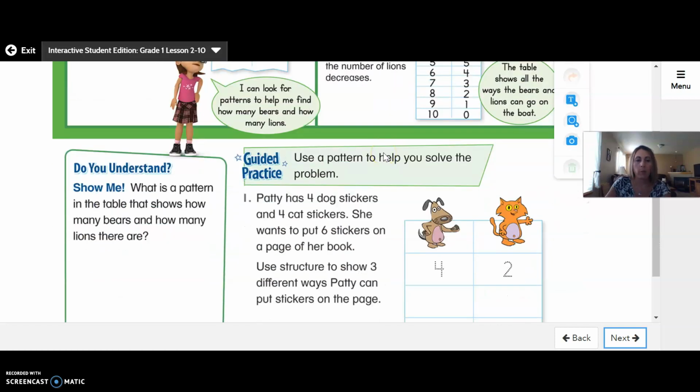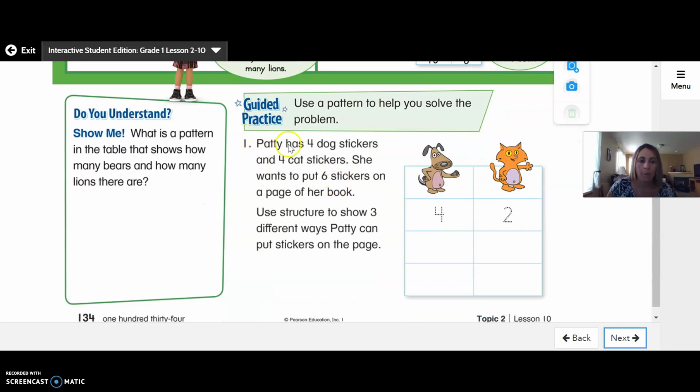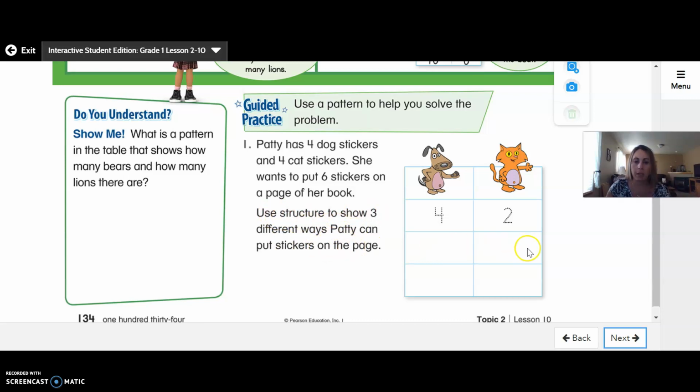Now let's take a look at number 1 for the guided practice. It says, use a pattern to help you solve the problem. Let's read the problem. Number 1. Patty has 4 dog stickers and 4 cat stickers. She wants to put 6 stickers on a page of her book. Use structure to show 3 different ways Patty can put stickers on the page.